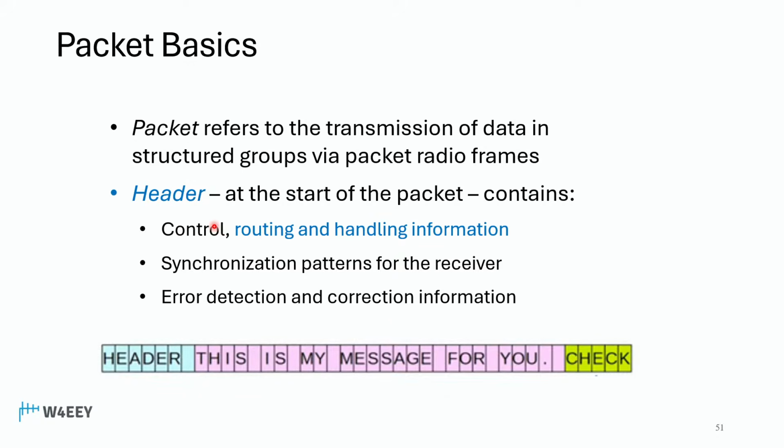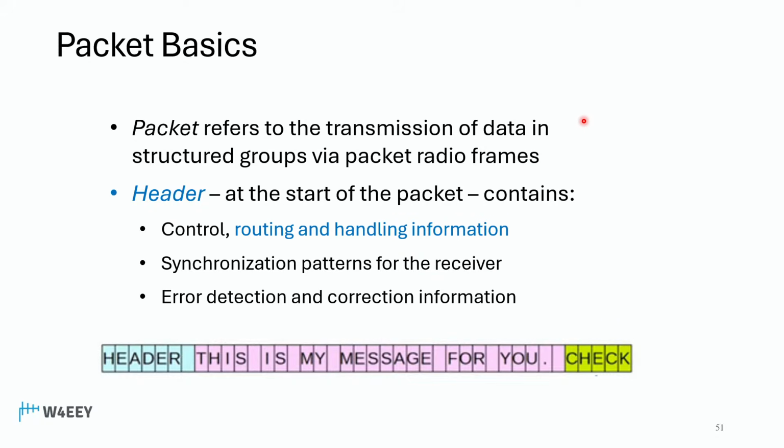So the header at the start of the packet contains control, routing, and handling information. Where is this packet intended to be going? To whom am I speaking? Okay, put it that way. So synchronization patterns for the receiver are contained in the header, sort of corresponding to the start bit that we saw for radio teletype. Error detection and correction information can be contained in the header.